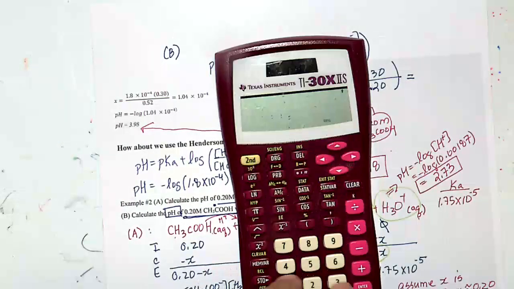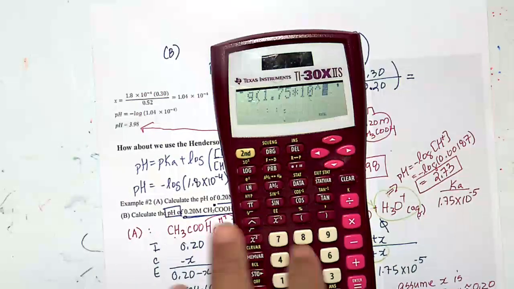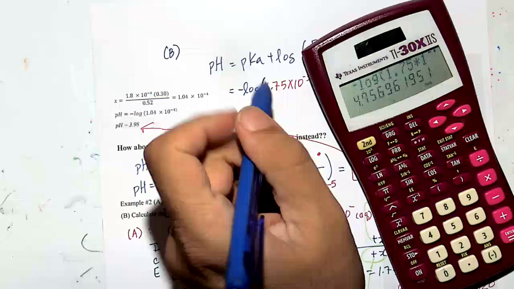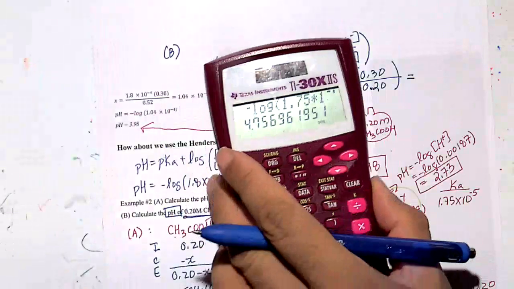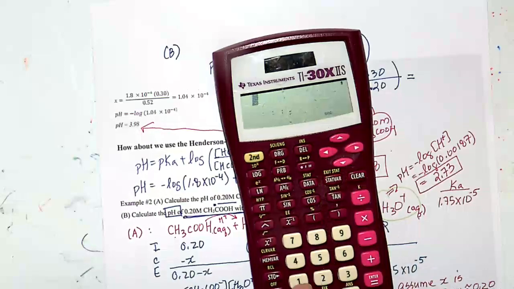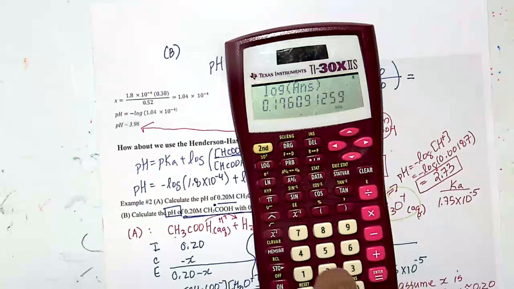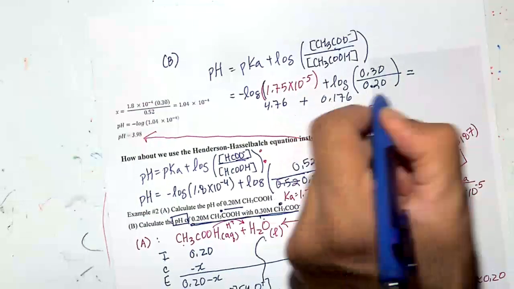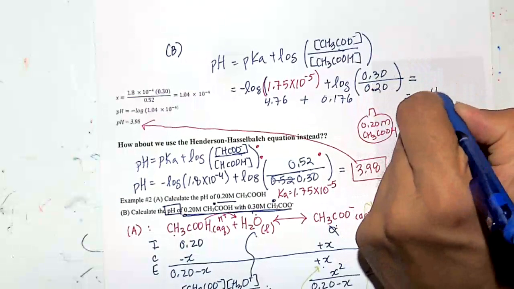All right, let's do this on our calculator. Minus the log of 1.75 times 10 to the minus 5, about 4.76. Okay, plus log of 0.3 divided by 0.2, that's 1.5. So log of that is plus 0.176. I'm getting about 4.94 is my answer.